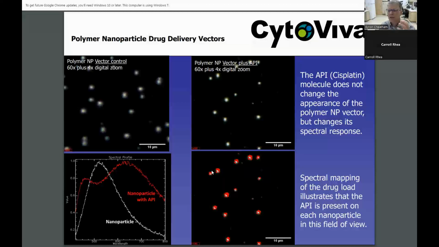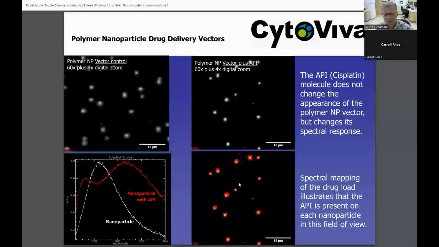Now, interestingly enough, these nanoparticles are three-dimensional spheres, and the hyperspectral image, from a spatial standpoint, is a two-dimensional area of the sphere. So the particle sort of appears flat, but we know it's a sphere. But because of where we're focused on it, the cisplatin is on the outside of the particle. So if you'll notice, everywhere that we're spectrally mapping the cisplatin, it's on the outside. It's not on the inside of the particle per se.